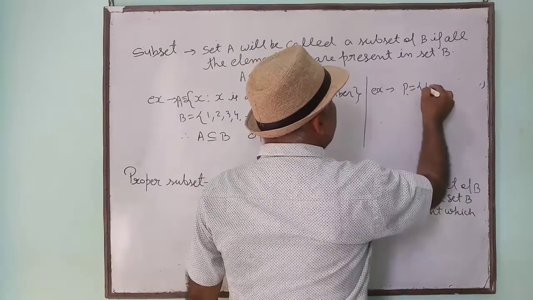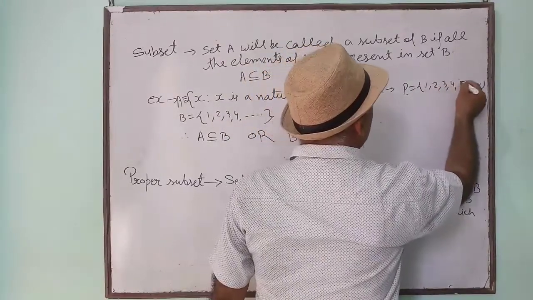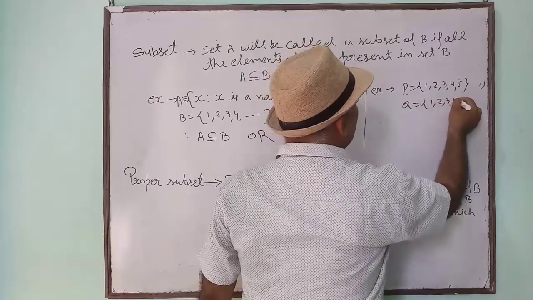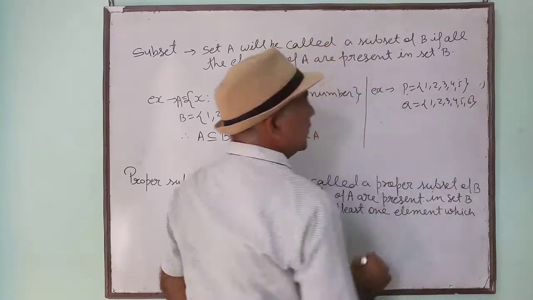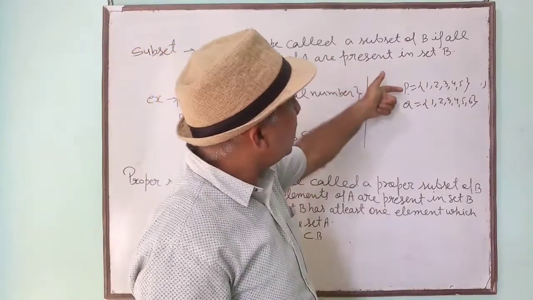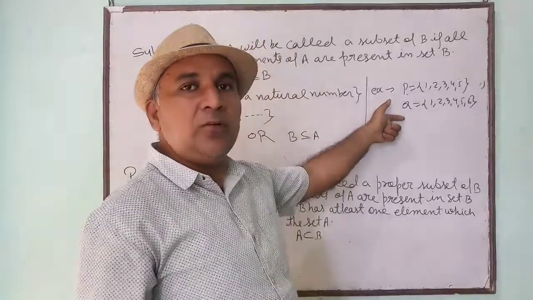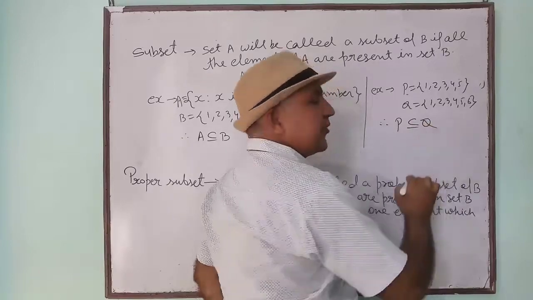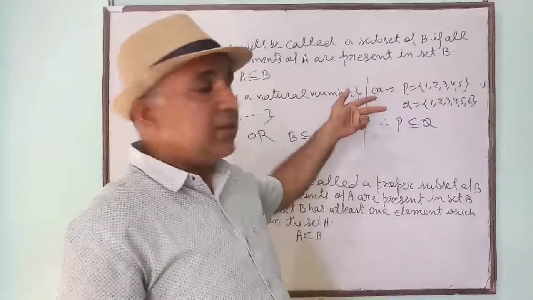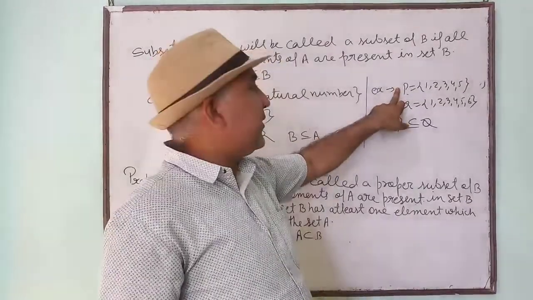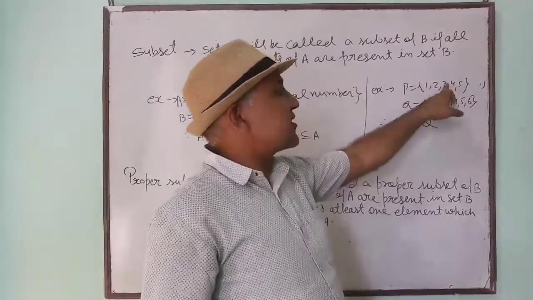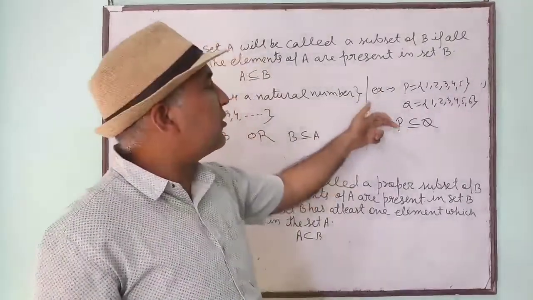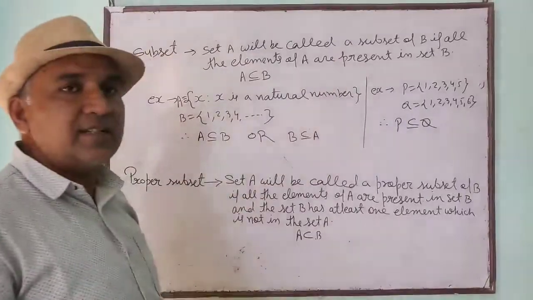Suppose one set is P, another set is Q. See here. You can see that all the elements of P are present in Q. It means P is a subset of Q. But the reverse we cannot write. Q is not a subset of P because 6 is not present in P. Understood? P will be called a subset of Q because all the elements of P are present in set Q.